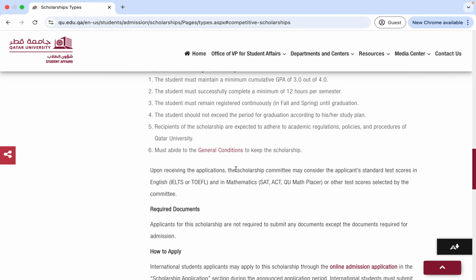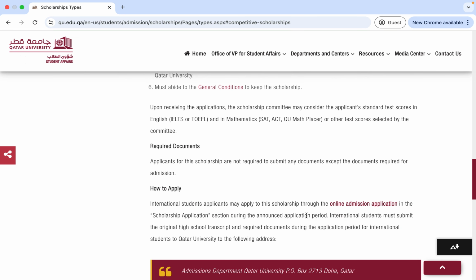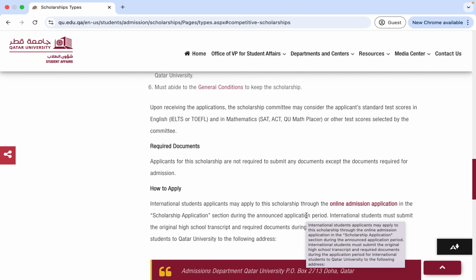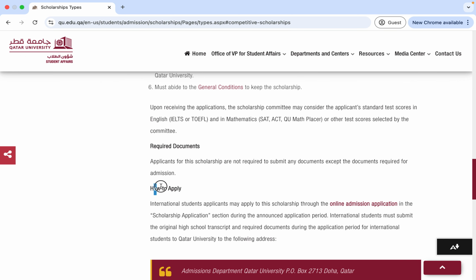So upon receiving the application, the scholarship committee may consider the applicant's standardized test scores in IELTS and maybe in SATs and other criteria they may ask of you. Required documents: applicants for this scholarship are not required to submit any documents except the documents required for admission. So meaning you don't have to do anything special. So I don't know how it is when you are applying. Okay, I think it is actually under here, how to apply.